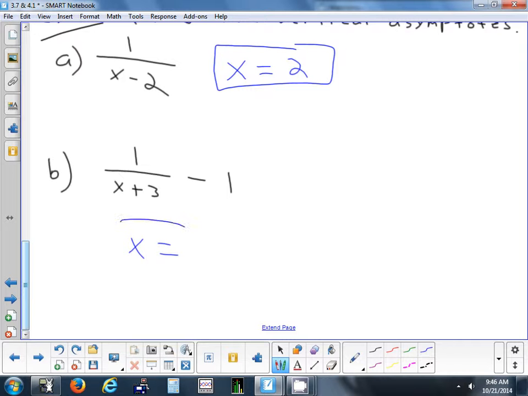Okay, what value would make the denominator 0 here? Oh, Michael? -3. The reason this -1 has absolutely nothing to do with it is because that's a vertical shift. If you take a vertical line and you shift it up or down, does that affect it at all? No. So if we were looking for horizontal asymptotes, if you take a horizontal line and shift it up or down, that would be affected. But vertical shifts do not affect vertical lines. So it stays at -3.